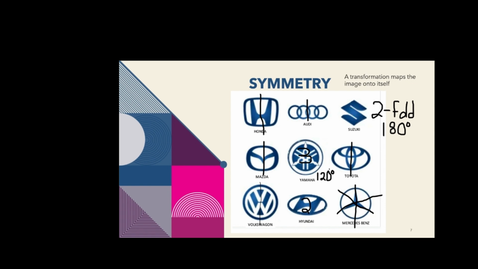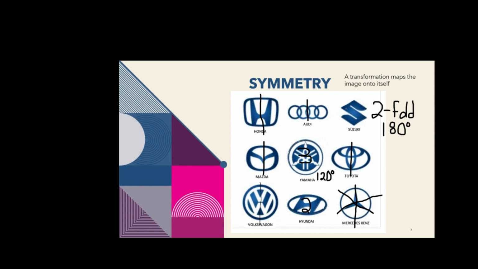So these figures can have multiple types of symmetry. Yamaha has 3 lines of symmetry as well as threefold rotational symmetry. Hyundai only has twofold rotational symmetry. And Suzuki only has twofold 180 degree symmetry.